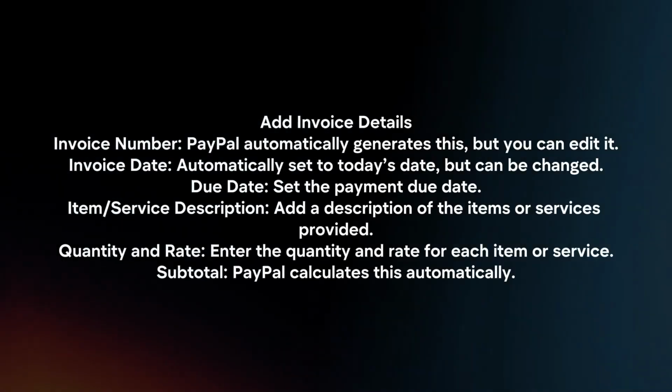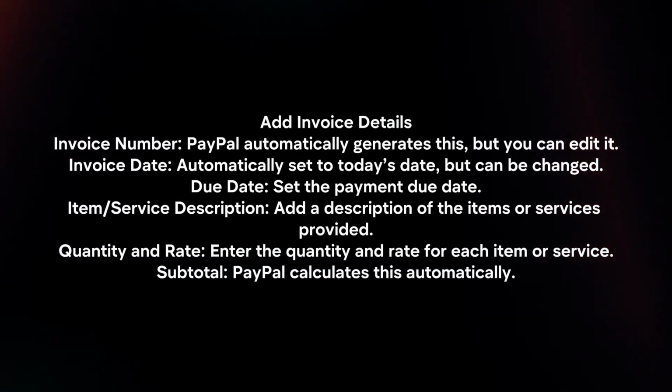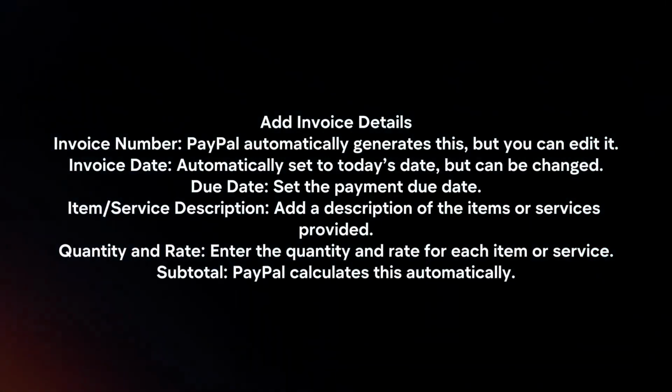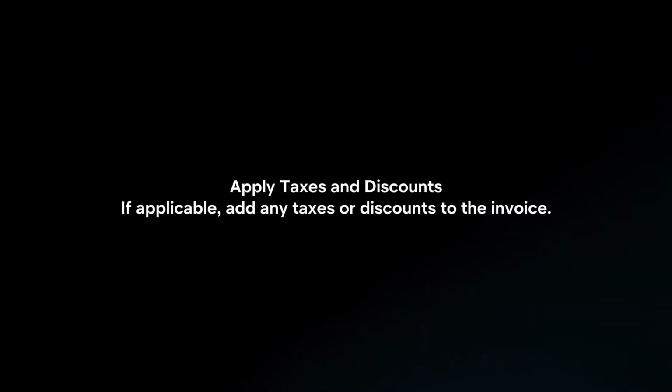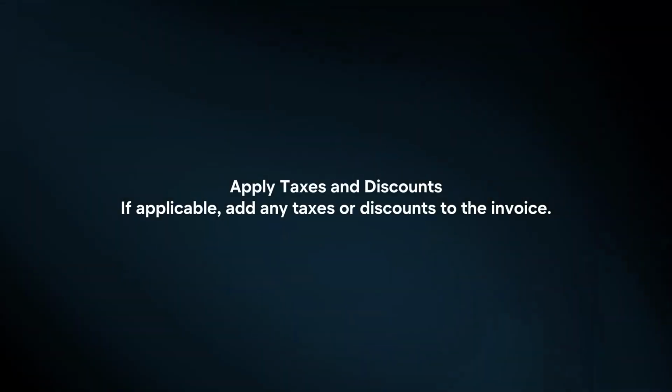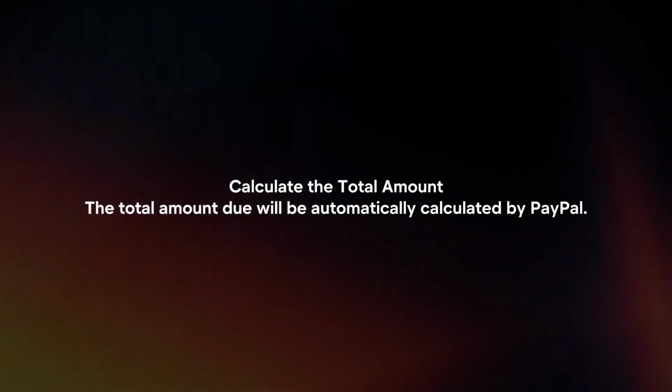Quantity and rate: enter the quantity and rate for each item or service. Subtotal: PayPal calculates this automatically. Apply taxes and discounts. If applicable, add any taxes or discounts to the invoice. Calculate the total amount. The total amount due will be automatically calculated by PayPal.